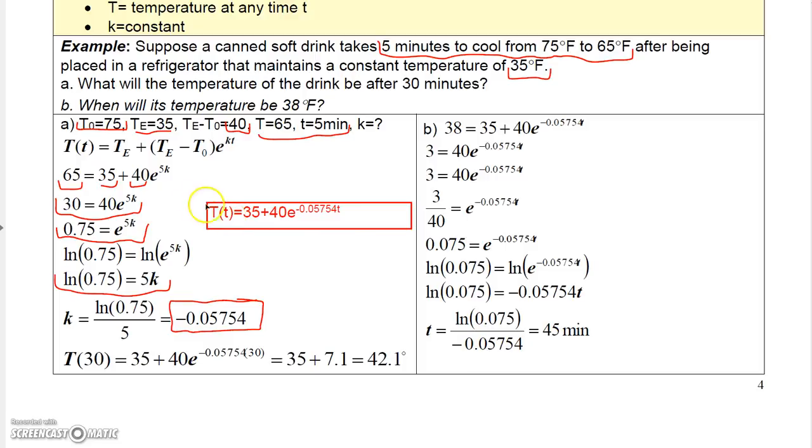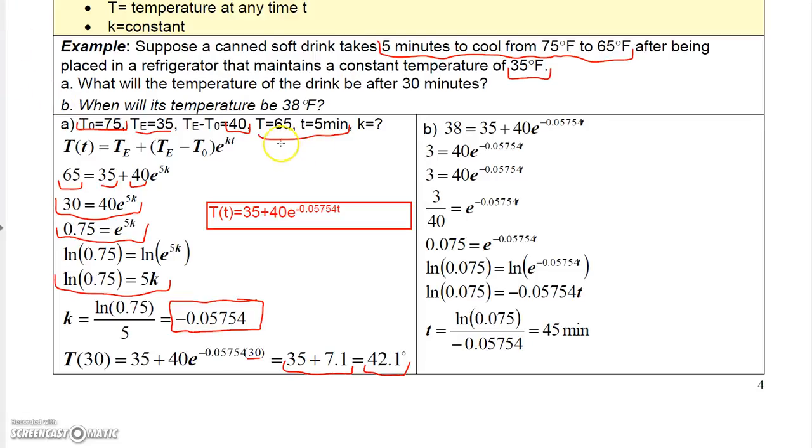If I want to know the temperature, say, after 30 minutes, now not an additional 30 minutes, but just after 30 minutes, you put in 30 where the little t is, so you're evaluating the function at 30. Then figure out what 40 times e to the negative 0.05754 times 30 is. That gave me 35 plus 7.1. So that means it's going to have dropped to 42.1 degrees after 30 minutes. The temperature at 5 minutes dropped to 65 degrees, but at 30 minutes the temperature is 42.1 degrees.